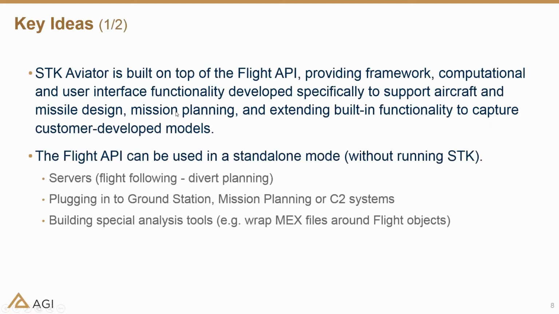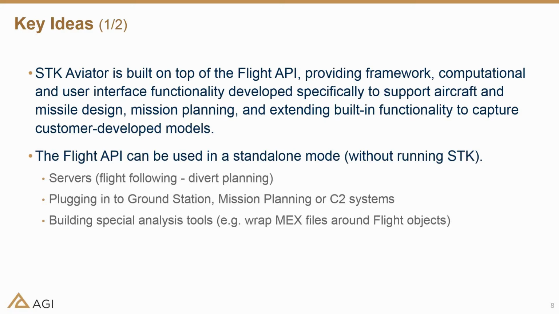So as I mentioned, Aviator is built on what we call the Flight API, an interface framework where objects plug in. We've got a whole bunch of interfaces that define the relationships between objects, but those interfaces don't say how those objects do their job. Over the years, we've built a whole lot of objects in a modular way. So we've got all this computational and user interface functionality that we've designed over the years to model aircraft, and that raw material is available to you.